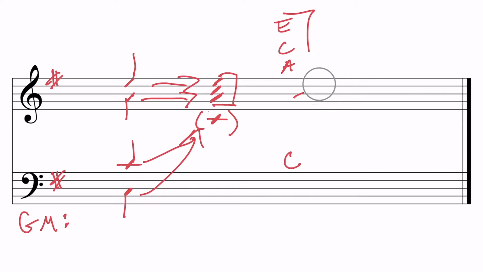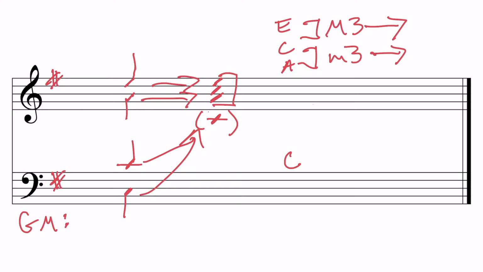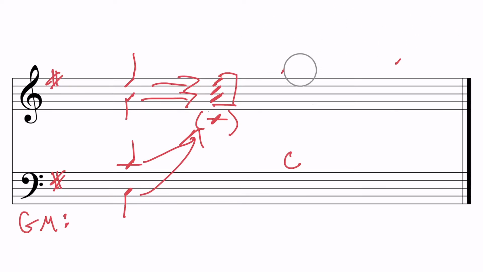If you are the kind of person who likes to count intervals, you can think of A to C as a minor third, C to E as a major third. And when you have a minor third with a major third stacked on top, this automatically gives us a minor triad. Now, I don't recommend either one of those methods.